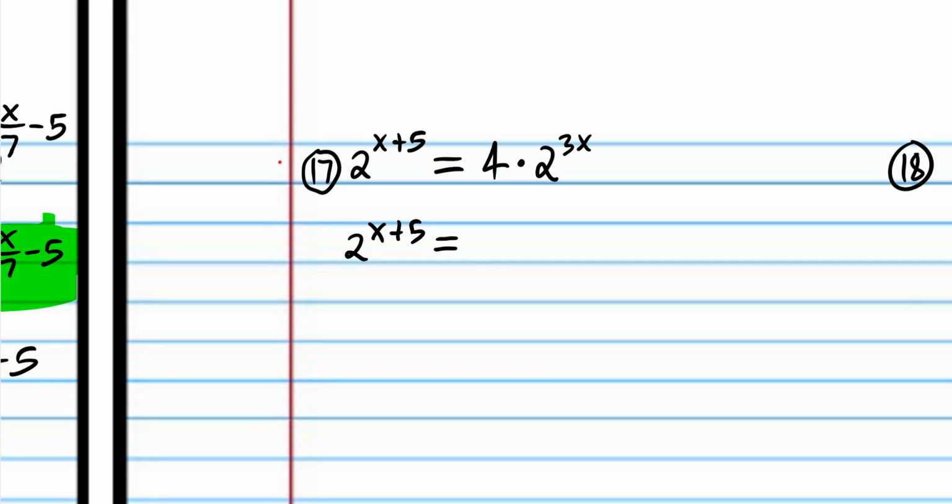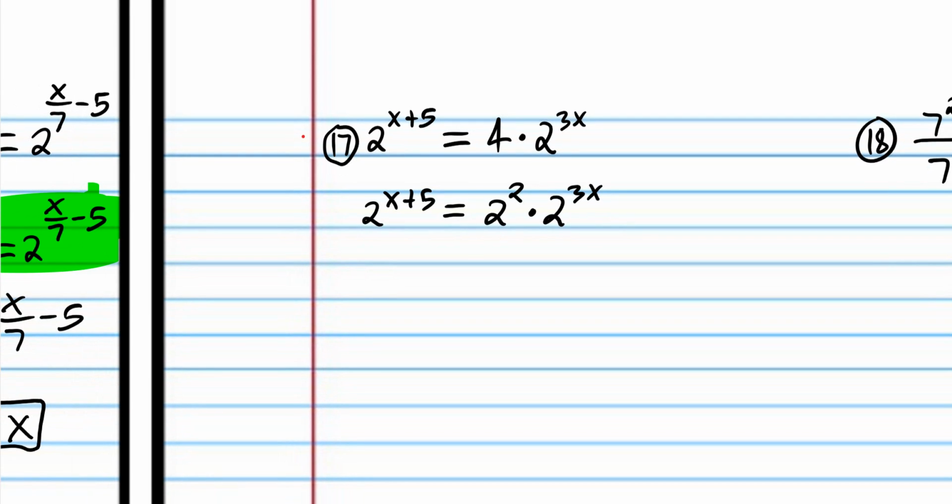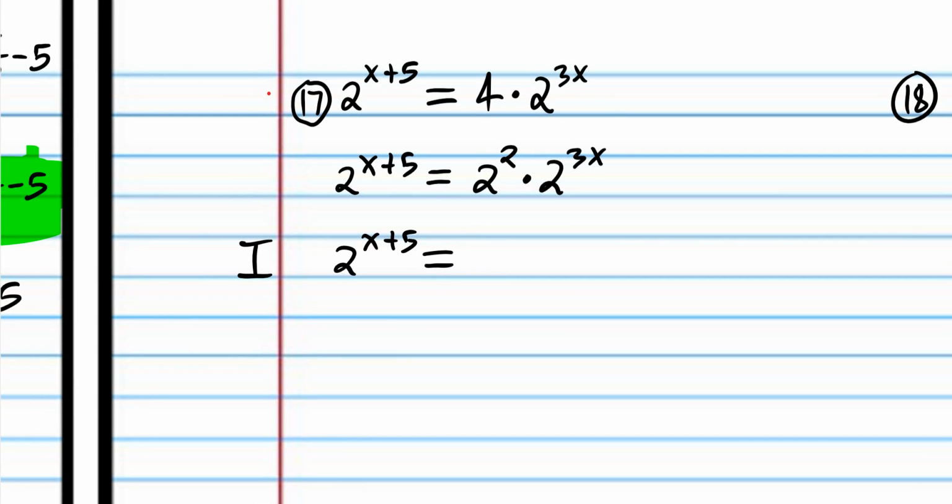So what we're going to do is we're going to take 4 and change it to 2 to the 2nd power. And then we're going to use rule number 1 on the right side of the equation. Because we have the same bases here, if we're multiplying powers with the same bases, then we can just add the exponents. That's rule number 1.